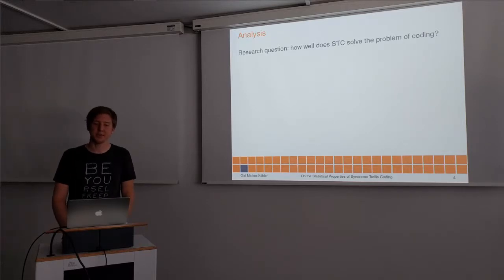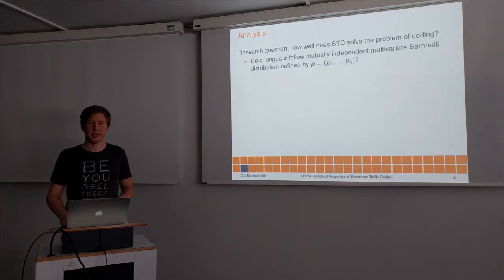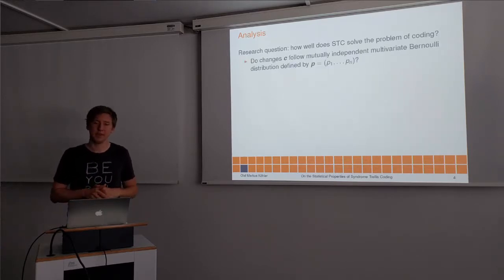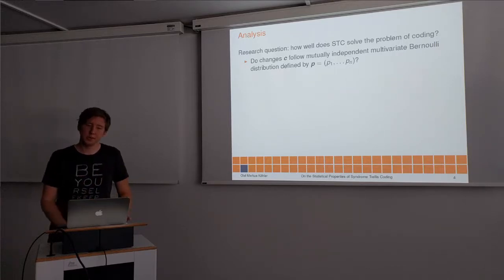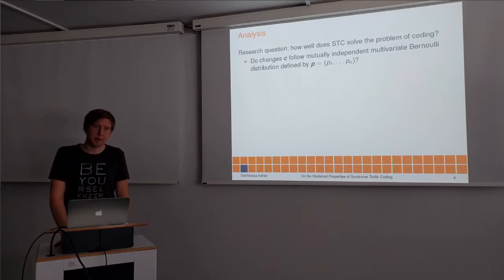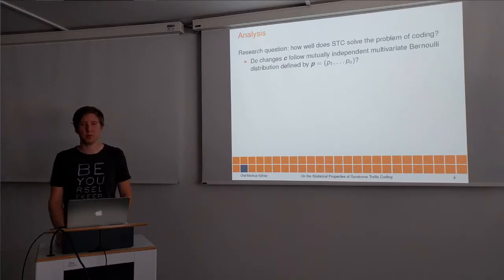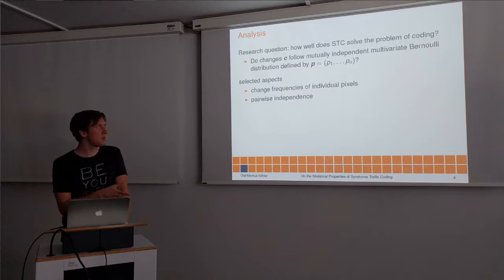So to answer our research question, how well syndrome Trellis coding solves the problem of coding, we have to look at the change vector more specifically, and see if it follows the desired probability distribution. We call this distribution a mutually independent multivariate Bernoulli distribution, meaning each element of the change vector should be an independent Bernoulli experiment with a success rate according to our change probability vector P. We will look at two selected aspects in this talk: the change frequency of individual pixels and pairwise independence.